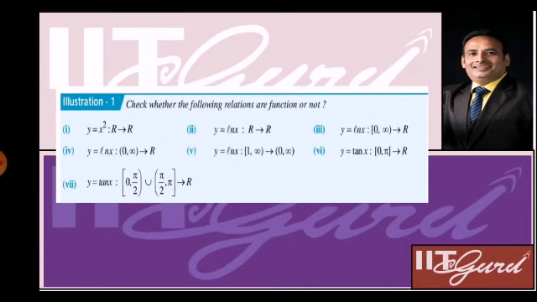mapped to capital R. Y equal to ln x, 0 to infinity, open interval, mapped to R. Y equal to ln x, 1 to infinity, mapped to 0 to infinity. Y equal to tan x, 0 to pi, arrow R. Y equal to tan x, 0 to pi by 2 union pi by 2 to pi, arrow R.